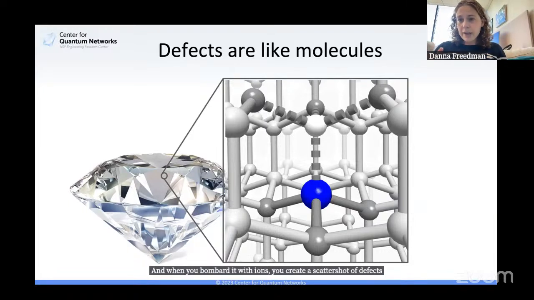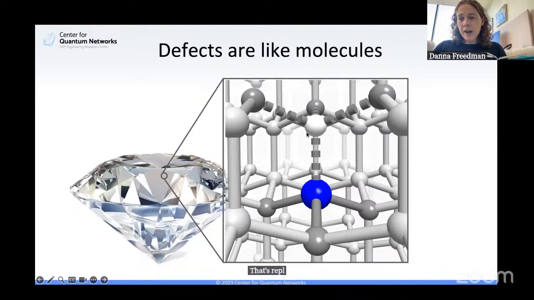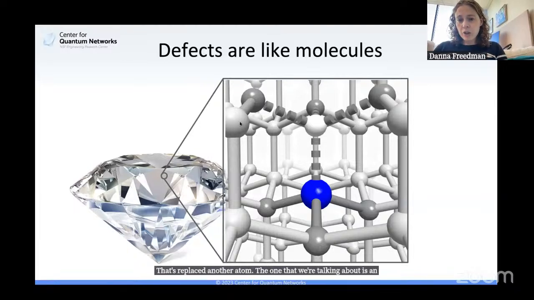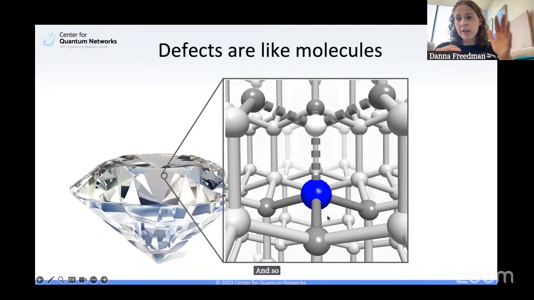One of those defects that you can get through bombarding with nitrogen ions is schematically shown here, where we have a nitrogen atom that's replaced one carbon atom and a vacancy that's replaced another atom. The one that we're talking about is anionic, which means that the overall charge of this system is -1. And so we have the anionic nitrogen vacancy pair defect in diamond.